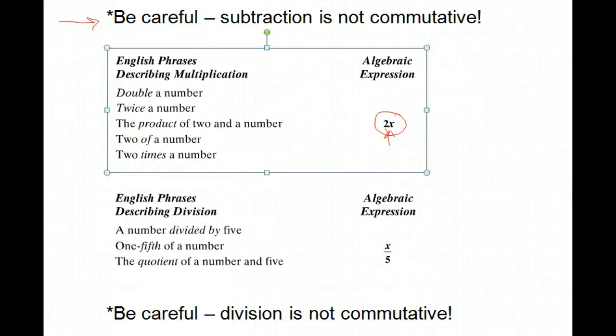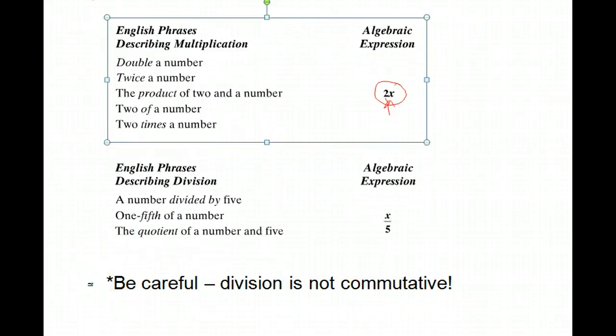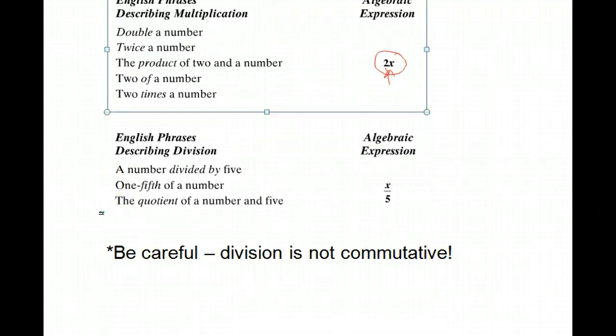And then lastly, I have some phrases up here for you that describe division. We have a number divided by 5, 1/5 of a number, and the quotient of a number and 5. And I need to caution you that division is not commutative, just like subtraction is not commutative. You have to be very careful how you set up your problems here, because if you set them up incorrectly, it will be wrong.